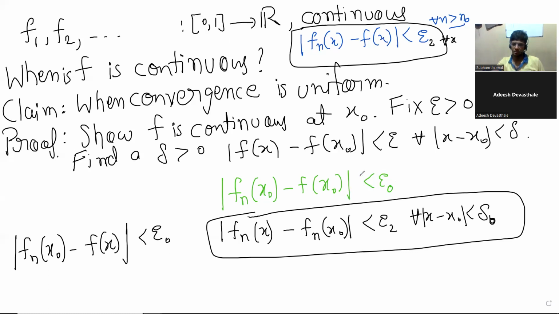And then this will be some delta naught, and this will be some delta prime. Then for a minimum delta among the delta prime and delta naught, we can have both the things satisfied. So again, what is delta prime? What is delta prime? So okay, wait.